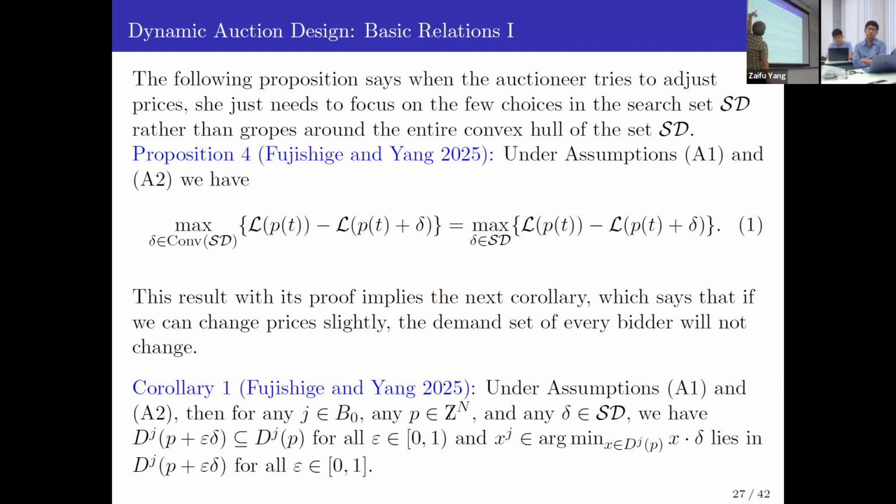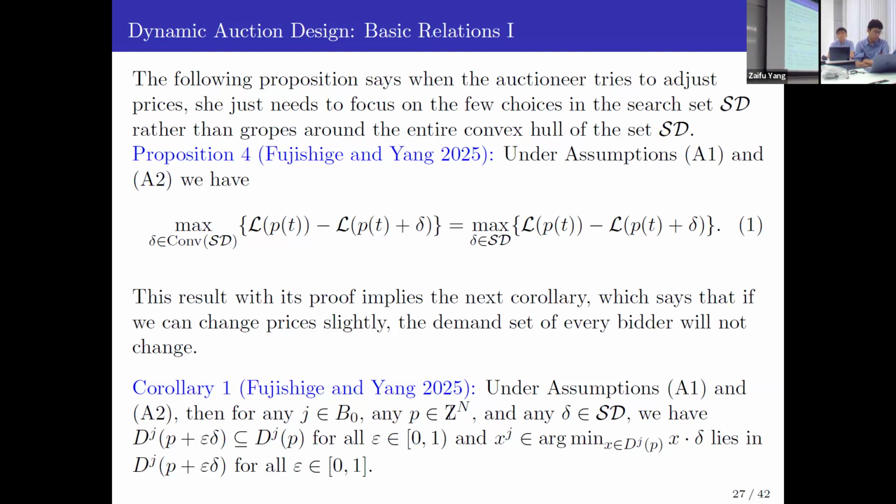And from proposition 4 and also its proof, we can get another one. It's a corollary, and this corollary is quite useful. So you see, when you do the local search, at current price PT, there's a vector, an optimal bundle, which can minimize your payment. Actually, this optimal bundle will still be an optimal bundle when you change the price a little bit. And this is quite important. Okay. Is this clear?